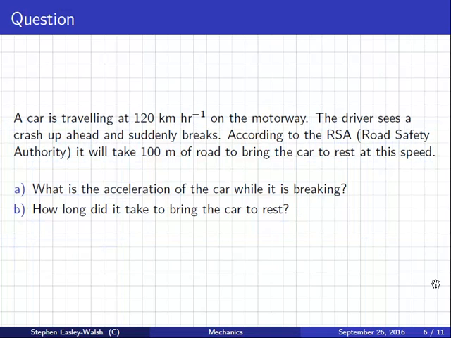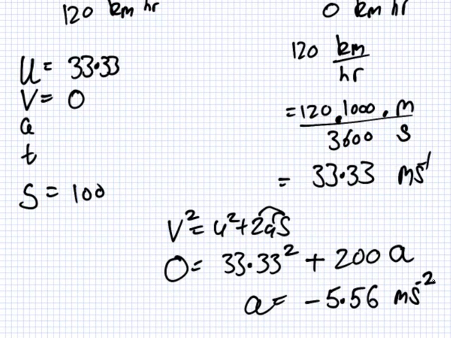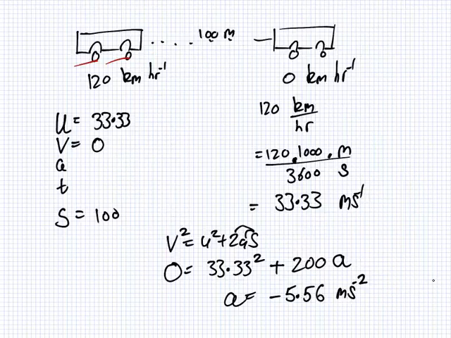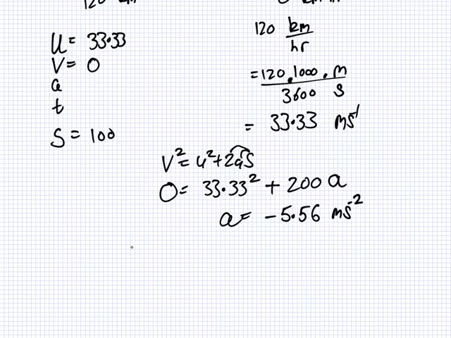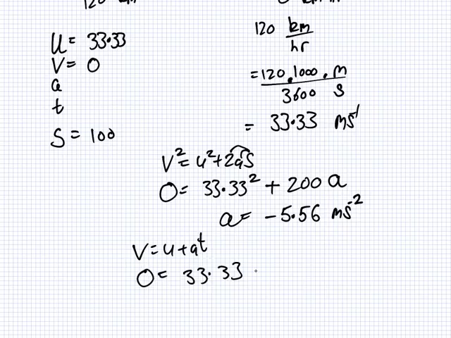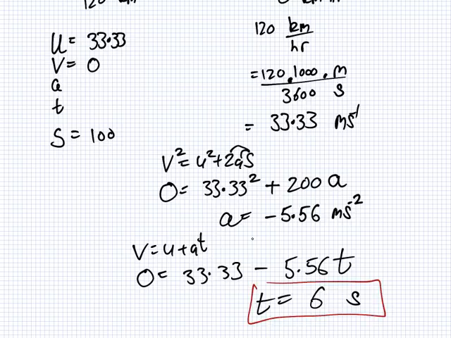And the last part is, how can I get the time? What would be the easiest one to use for the time? Yeah. V equals U plus AT. 0 equals 33.33 minus 5.56 T. So T equals 6 seconds. Okay, that was okay, wasn't it? Especially if you've done this stuff before.